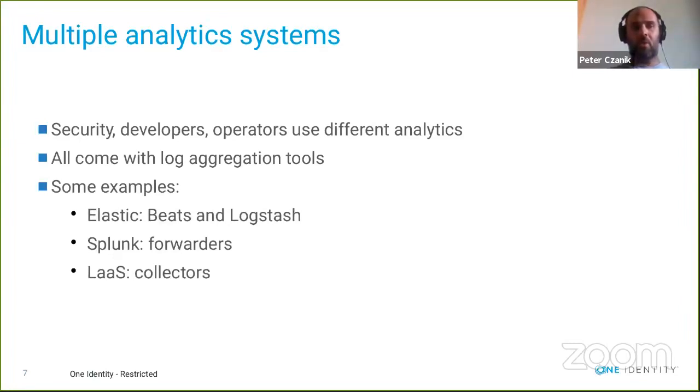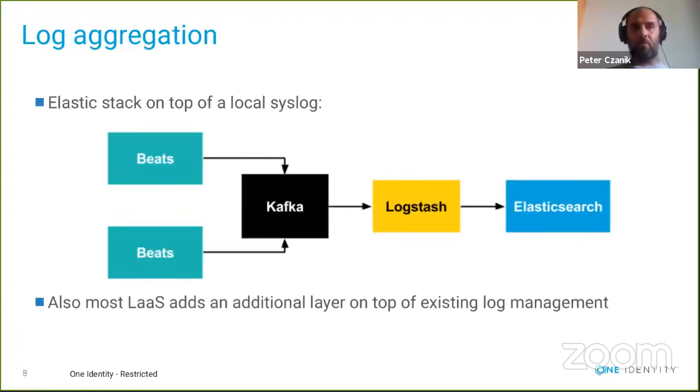So here are some examples. Elastic comes with Beats and Logstash. Splunk comes with forwarders. Most SIEM systems have their own log collectors, just as logging as a service providers.